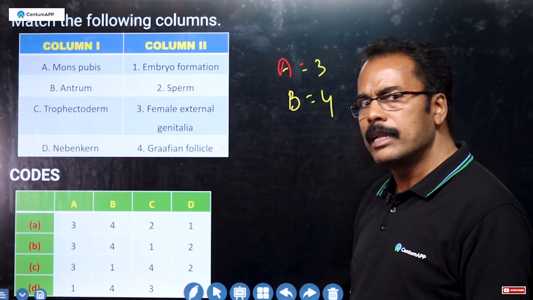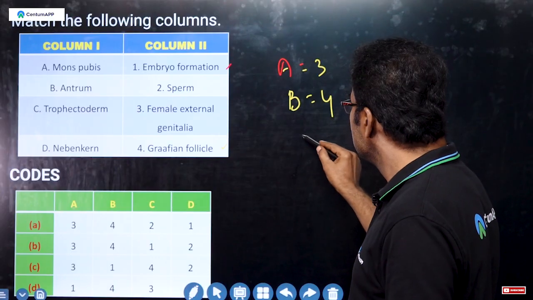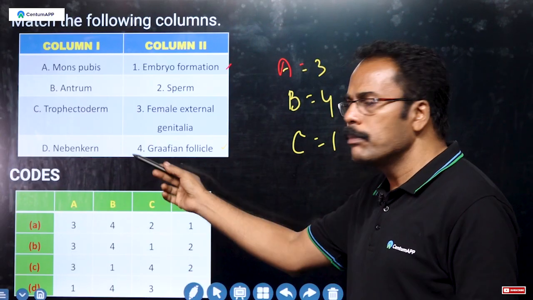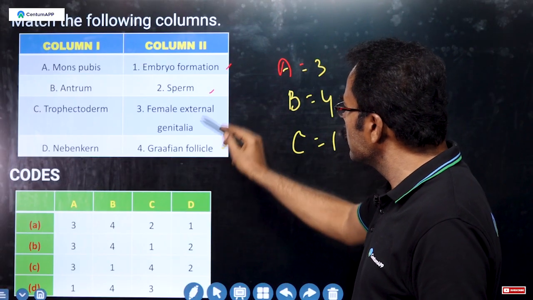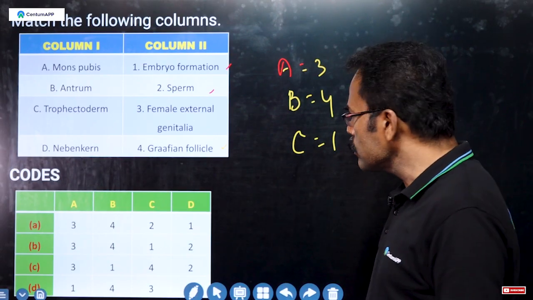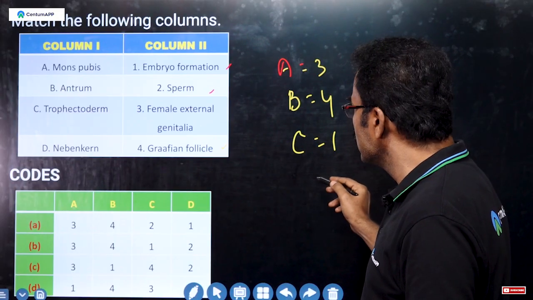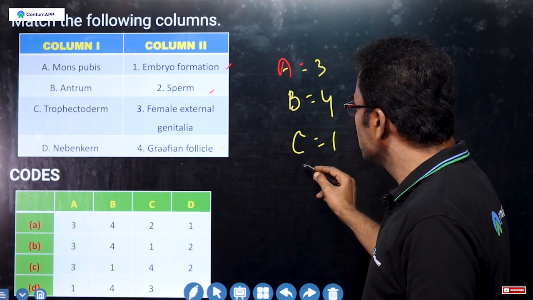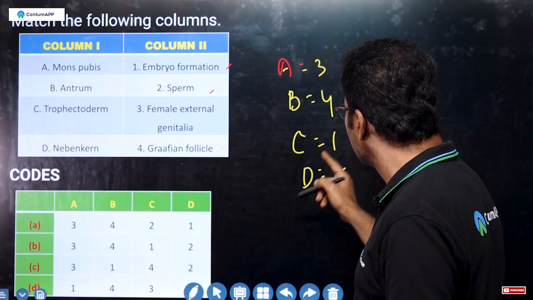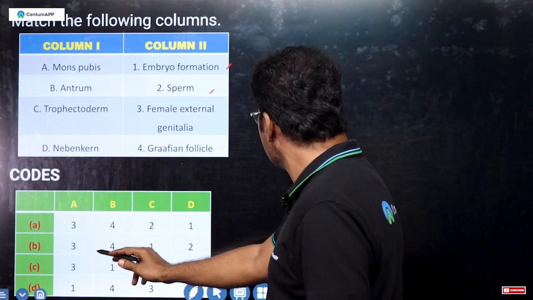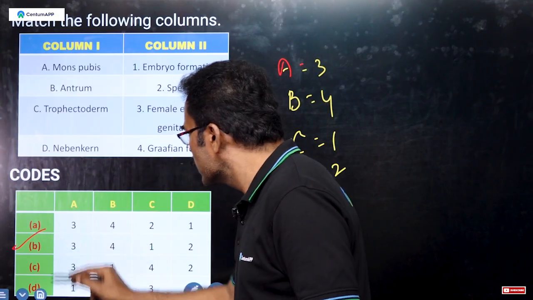Trophectoderm is a layer formed during embryo formation. Then C is 1. Nebenkern is a part present in the sperm. In the structure, we can see the nebenkern, that is the Golgi apparatus. Okay, so D equals 2. So, A3, B4, C1, D2. Yes, the B option is the right one.